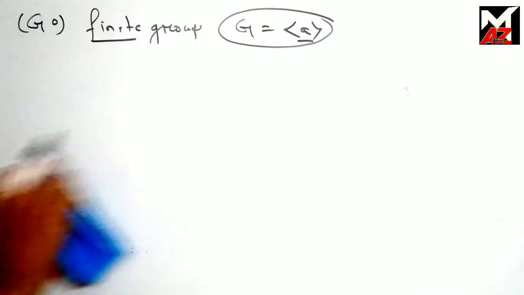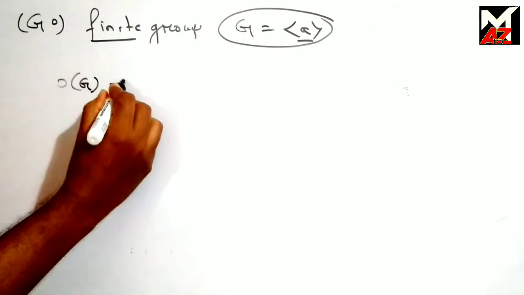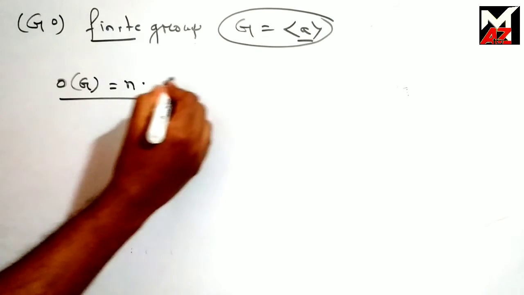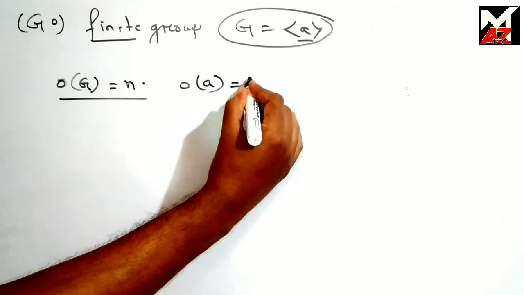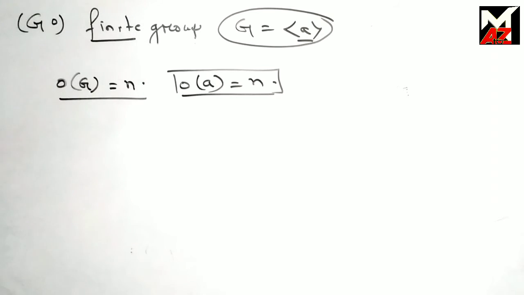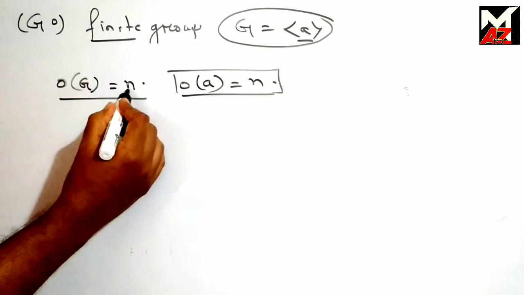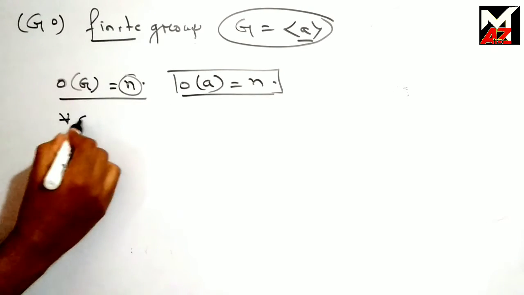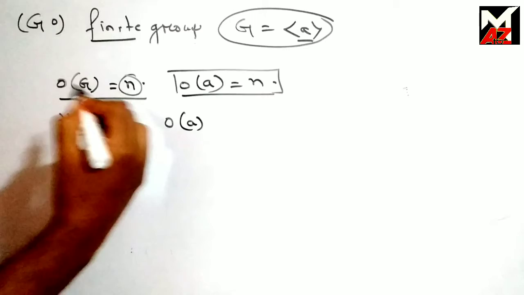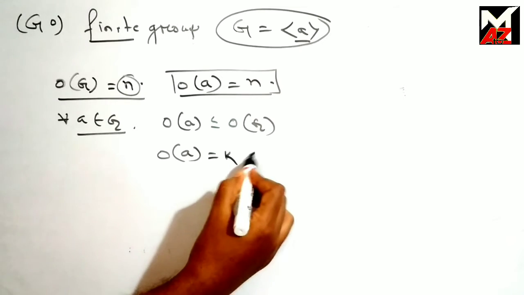Here we take the order of G equal to n and we try to show the order of A is equal to n. Right? Now, since the order of G is equal to n and n is finite, for all A belonging to G, we know that the order of A is less than or equal to the order of G, so order of A is equal to k, and this is less than or equal to n.